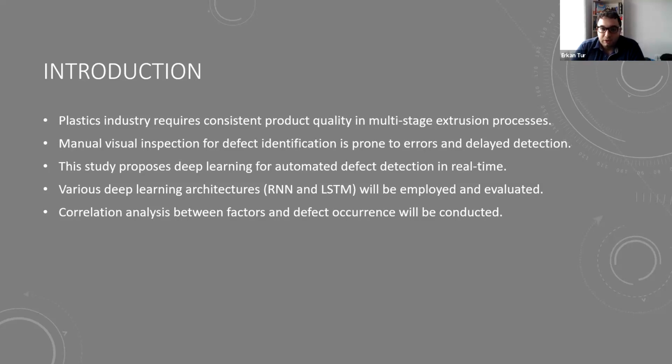So the key point for the importance of automated defect detection is that it is essential in the multi-stage plastic extrusion process to reduce errors and enhance productivity. Traditional manual inspection methods are time-consuming and prone to human errors, which can result in delayed defect detection. And deep learning, a subset of artificial intelligence, offers a promising approach for automating defect detection. By training deep learning models on a rich data set of process parameters, real-time identification of defects can be achieved.